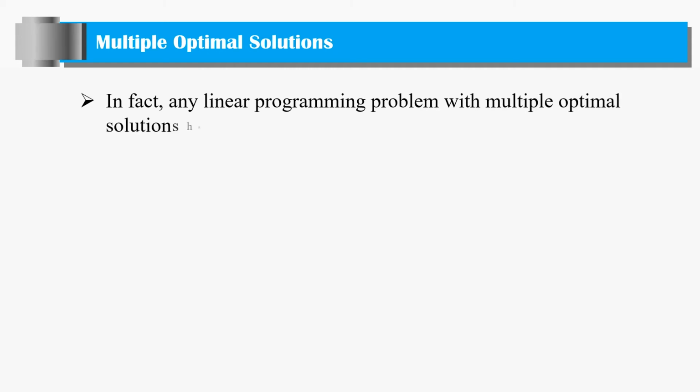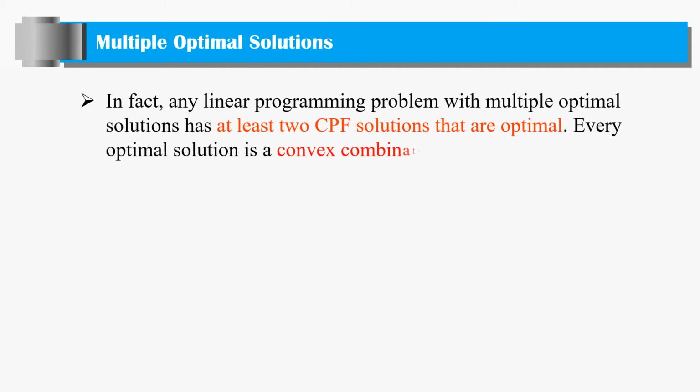Here, in fact, any linear programming problem with multiple optimal solutions has at least 2 CPF solutions, corner-point feasible solutions, that are optimal.